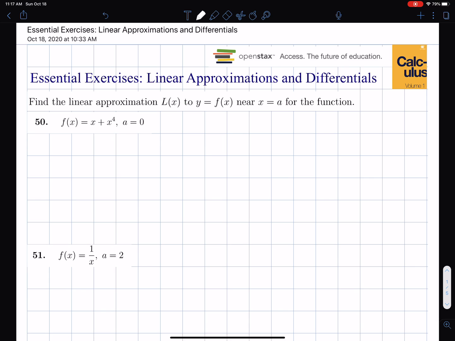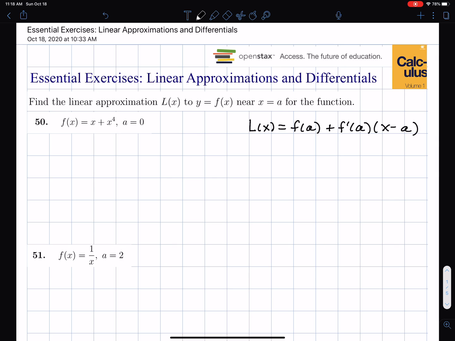Well, what they mean by the linear approximation in this problem is this function L of x equals f of a plus f prime of a times x minus a. This function is a line, and that line is actually just the tangent line to the curve y equals f of x at a. So that's what we're going to do. Essentially, these are saying find the tangent line.